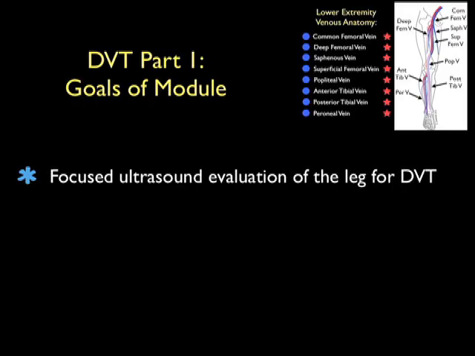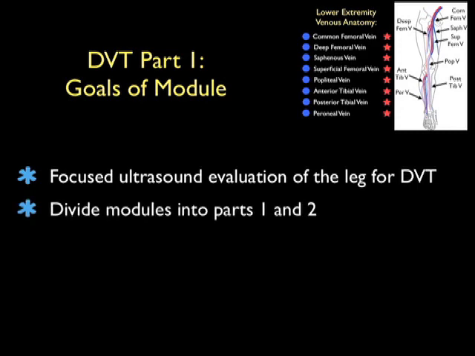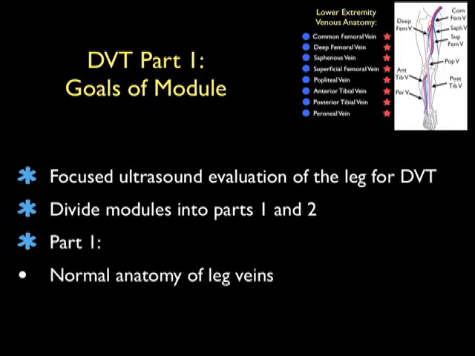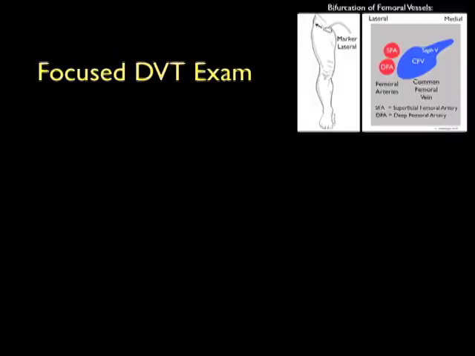In this module, we'll learn the focused ultrasound evaluation of the leg for deep venous thrombosis. Now, I've divided this module up into parts 1 and 2. In this module, entitled DVT Ultrasound Part 1, we'll first of all learn the normal anatomy of the leg veins integral to performance of the DVT Ultrasound Examination. We'll then move on to learn the normal compression exam of the leg veins and how to interpret normal findings on the bedside DVT examination.